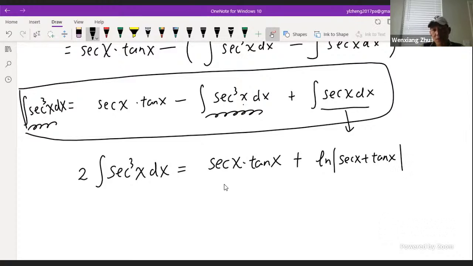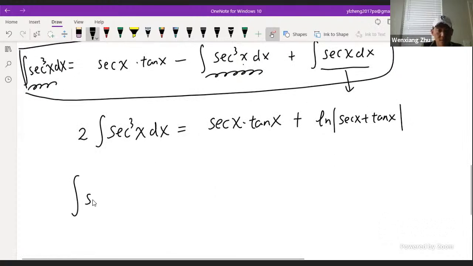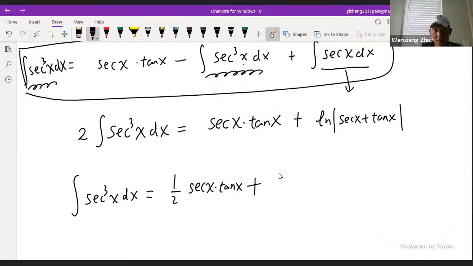The final step will be clear. So we just divide both sides by two. The integration of secant x cubed dx, that's equal to a half. You divide everything by two, secant x tangent x plus a half of natural log of absolute value of secant x plus tangent x plus constant c.